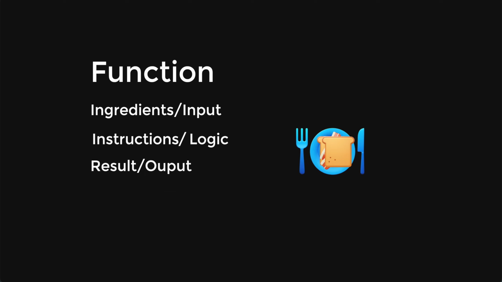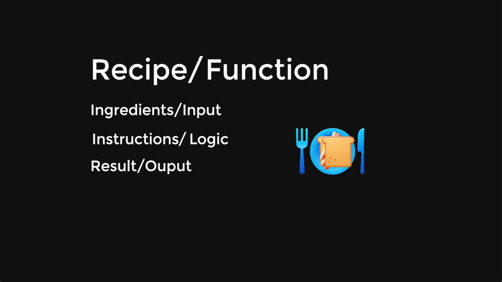So essentially, functions have three parts. The first part is the ingredients or input. The second part is the instructions or logic. And the last one is the result or the output that we expect from a function. In real life, the ingredients, instructions, and the result kind of sound like a recipe. I mean, that's why I'm using a food example over here.